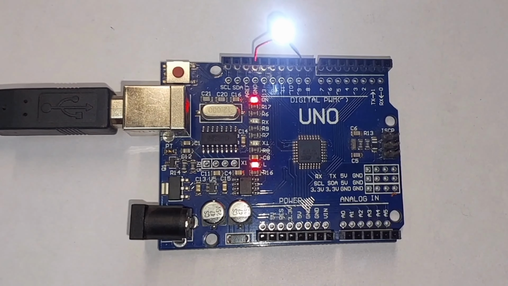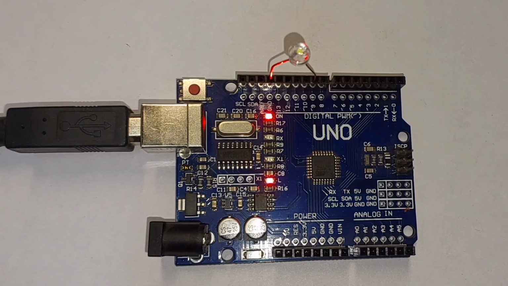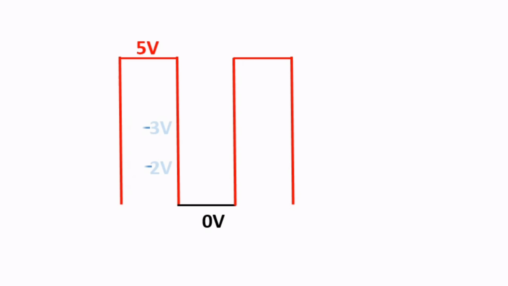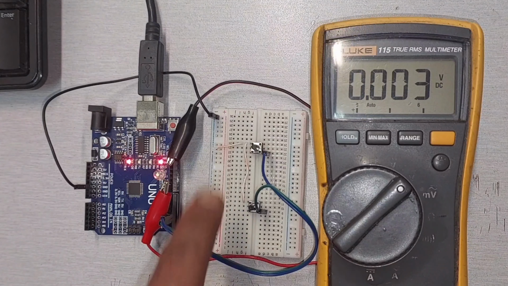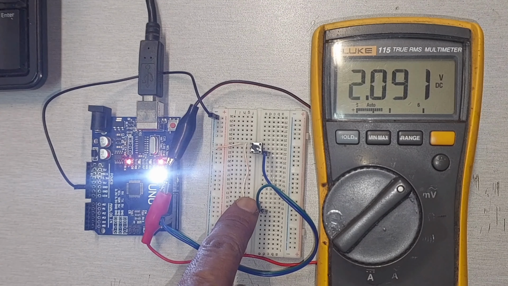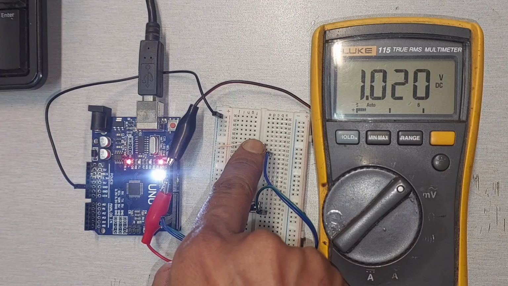By using the digitalWrite function, we can turn the output on or off, where the high state provides 5 volt and the low state provides 0 volt. However, when we require a voltage other than 5, such as 2 volt or 3 volt, we use the analogWrite function. By using the analogWrite function, we can control the speed of a motor or adjust the brightness of an LED. To understand the analogWrite function better, let's control the brightness of an LED.